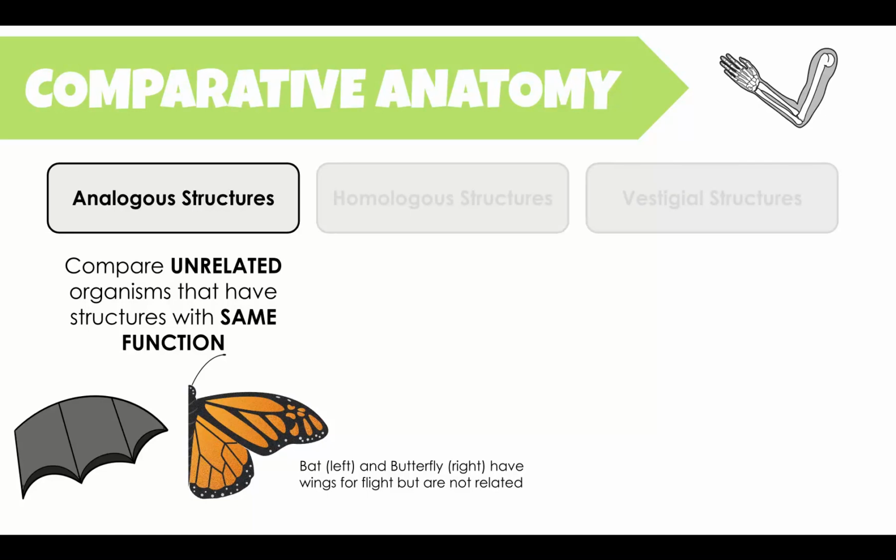Okay, so analogous structures, we're making an analogy between these two unrelated organisms that have structures with the same function but different actual structure to them. Like a bat wing and a butterfly wing are structurally different, but the wings serve the same purpose, to give them flight.